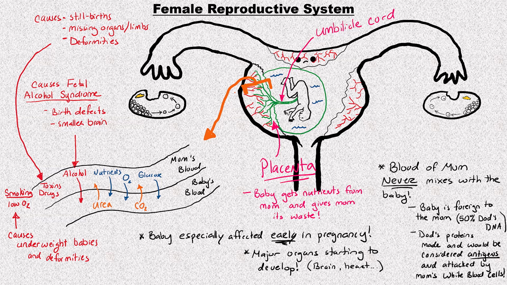The baby particularly is vulnerable in the early months of pregnancy, usually that first trimester, the first 3 months, because that's when the major organs are just starting to form. The baby's very fragile. It's just starting to form its brain and heart, the first two things that form. So early in pregnancy, major organs form, which makes the baby particularly vulnerable to any foreign bad substances that come into the body of the mom.